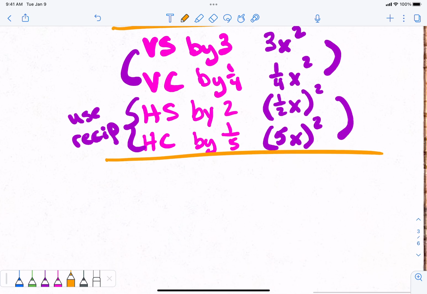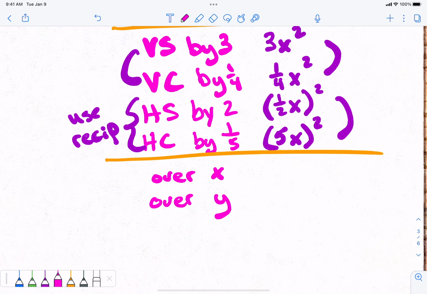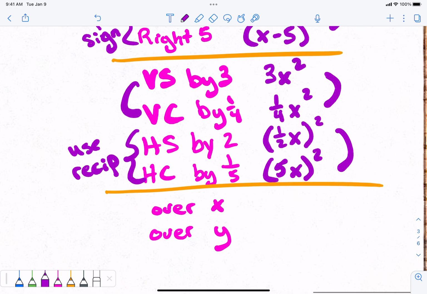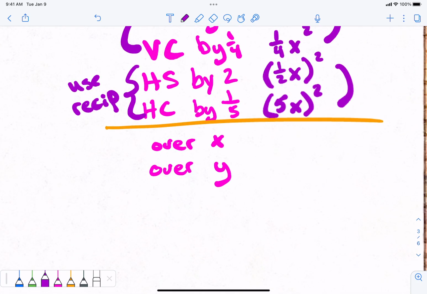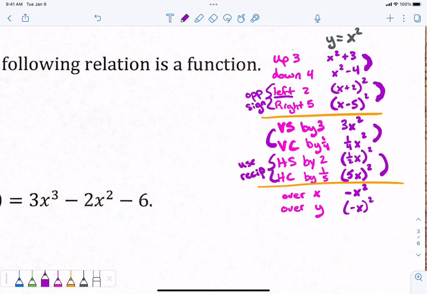Okay, 2 more. Let's say we're going over the x-axis and over the y-axis. I'm just going all the way on the right side, so I'm running into the next one. Okay, over the x and over the y. If you're going over the x-axis, it's negative on the outside of your x squared. If you're over the y-axis, it's negative on the inside of your x squared. Just like that. Okay, those are all the rules in a nutshell.